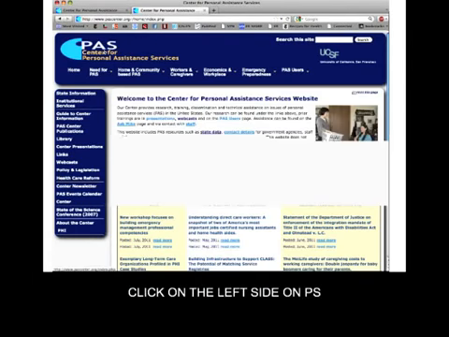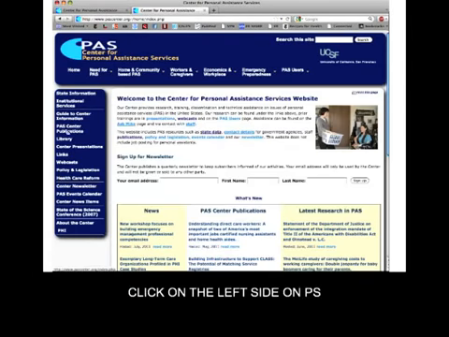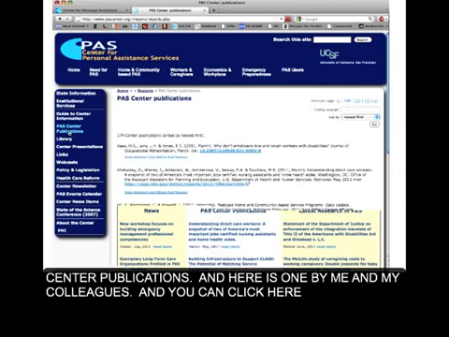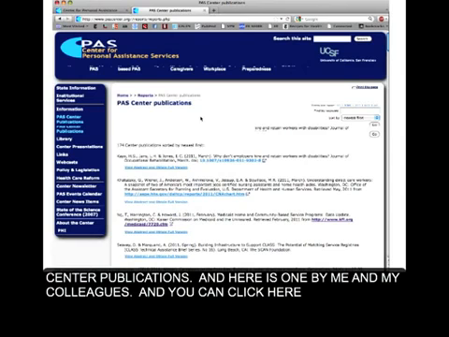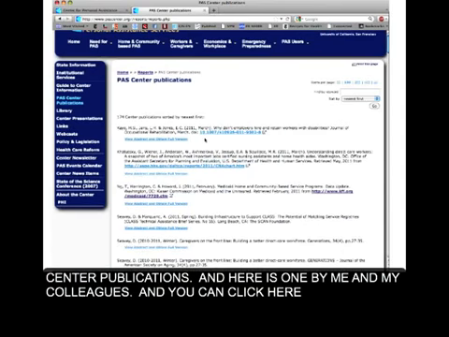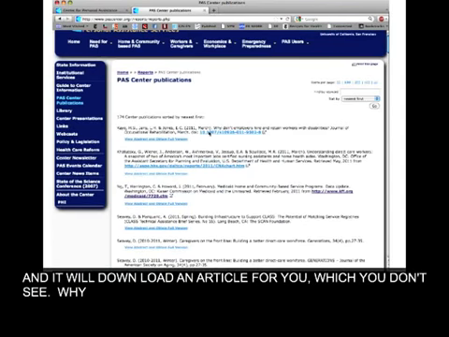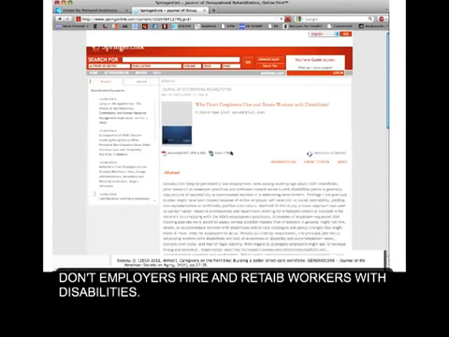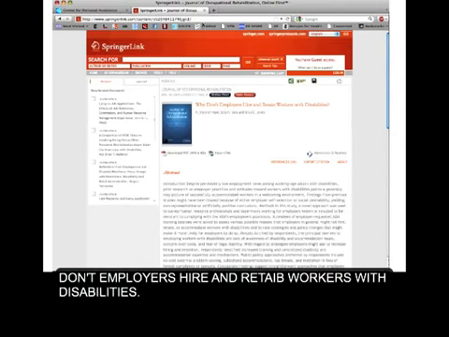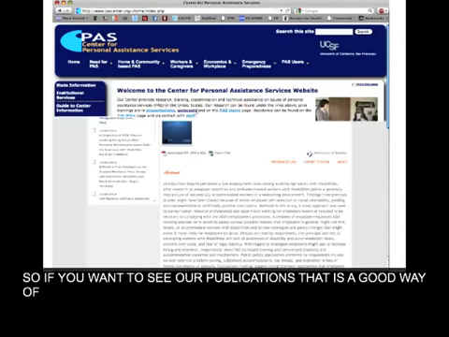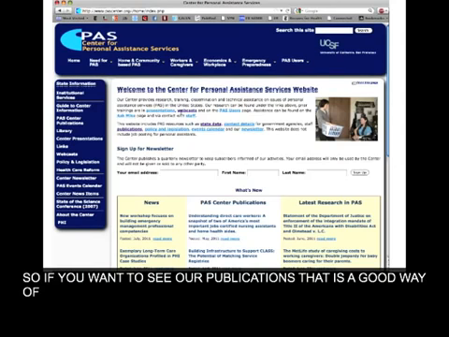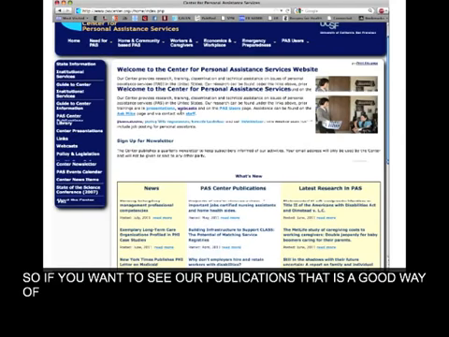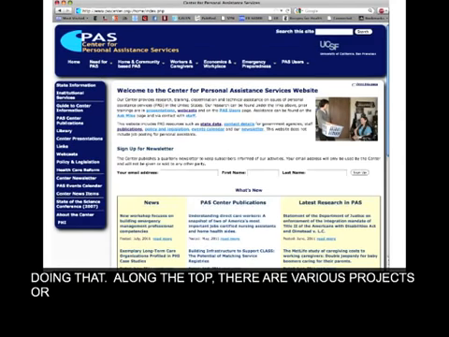Going back to the front page of the center, I'm going to click on PAS Center Publications. And oh look, here's one by me and my colleagues Lisa Jans and Erica Jones. You can click here and it'll download an article for you, which you don't need to see. Why don't employers hire and retain workers with disabilities? So if you want to see our publications, that's a good way of doing that.